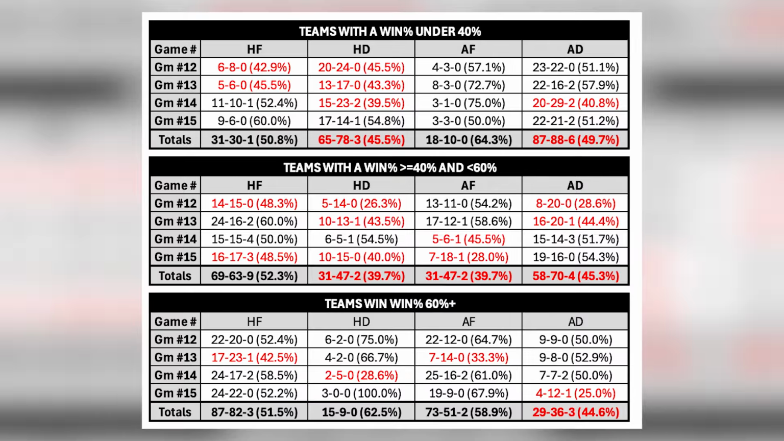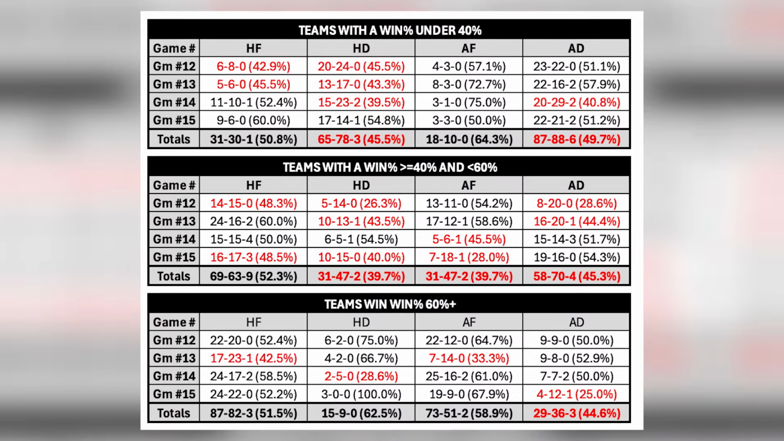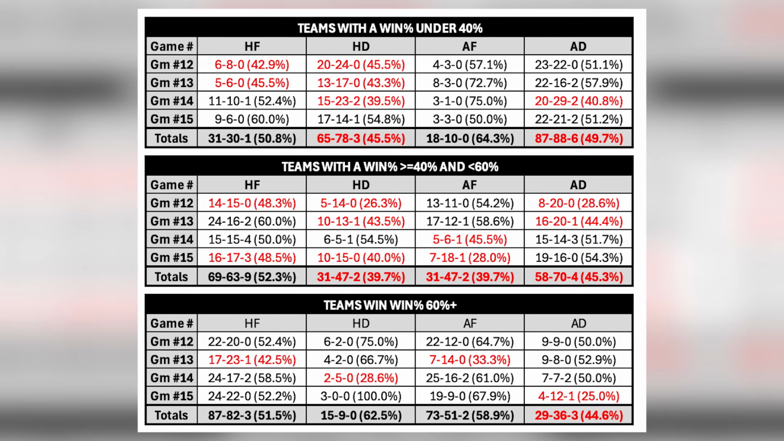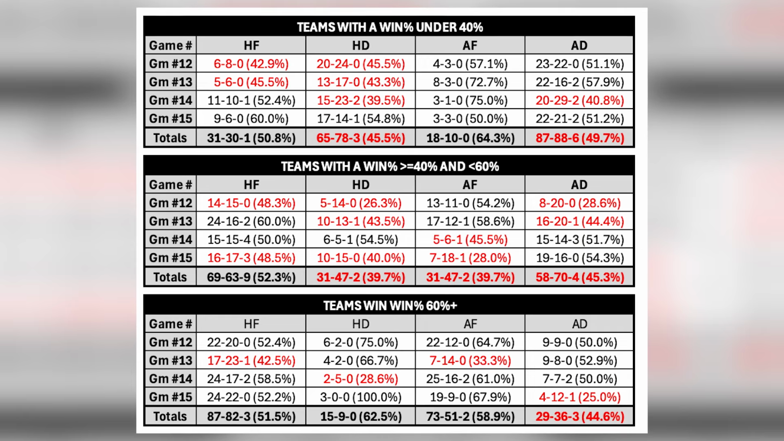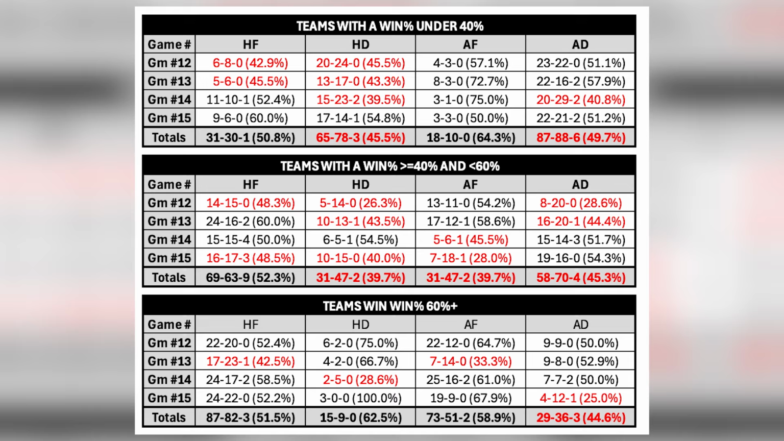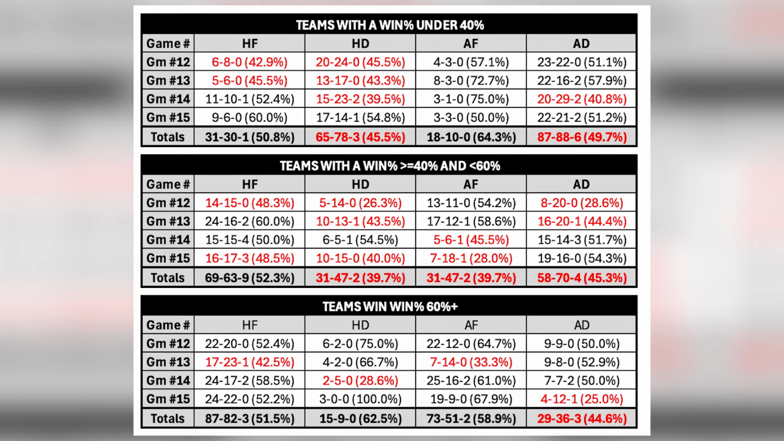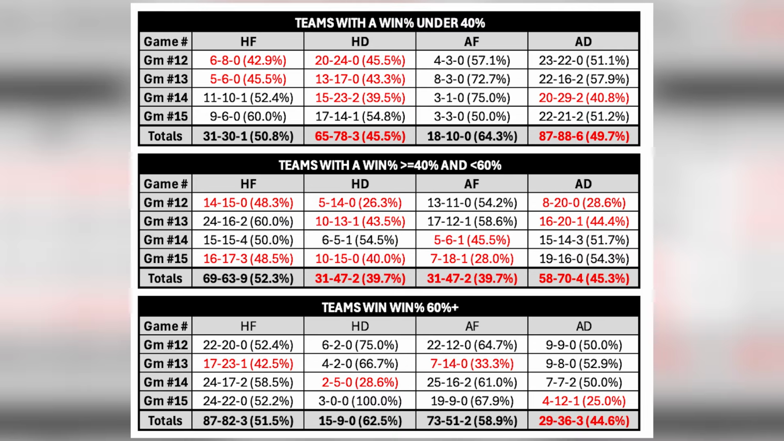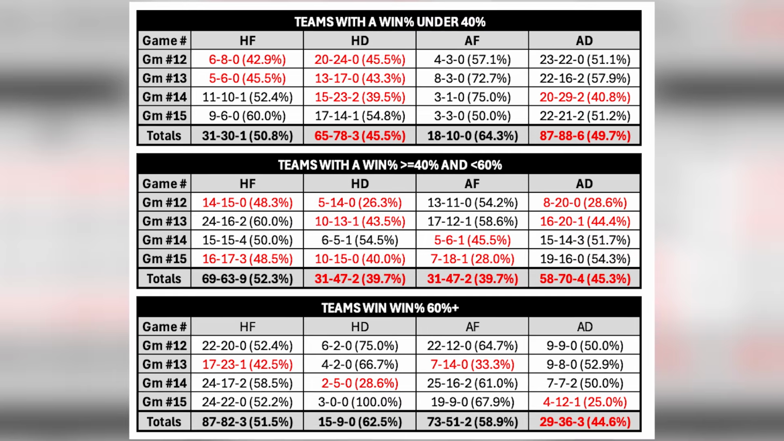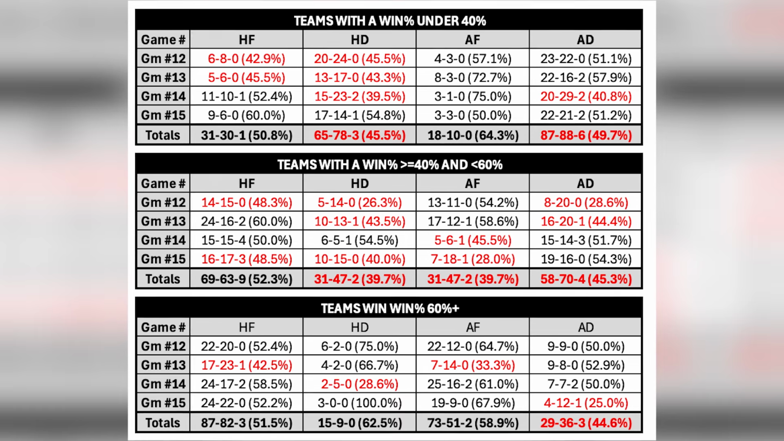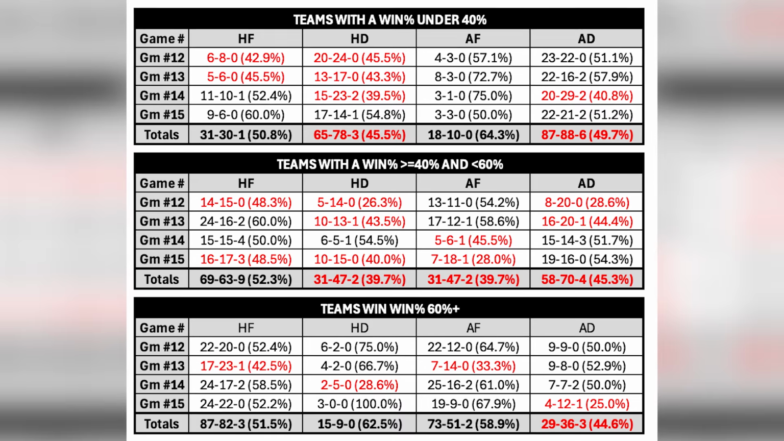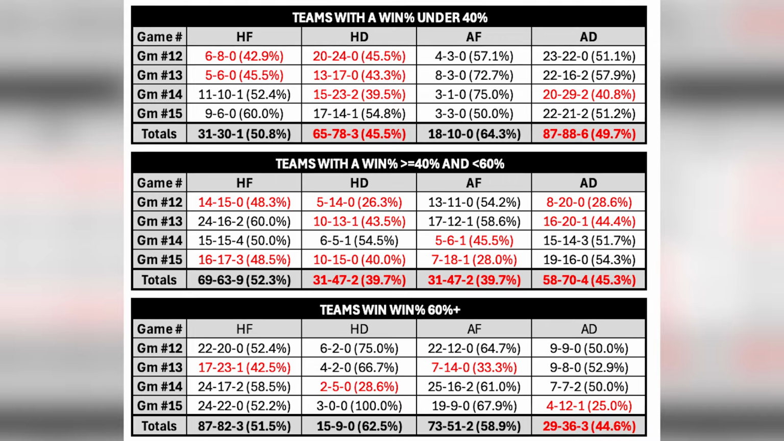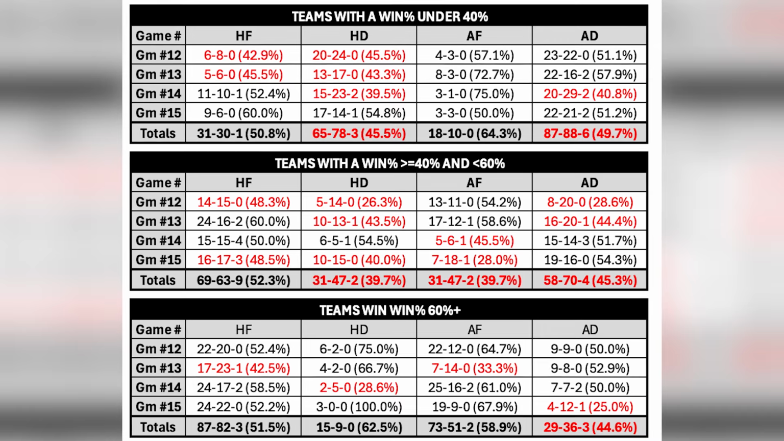In the middle, let's take a look at those teams from 40% to 60%. Take a look at those bottom totals, guys. 52% as a home favorite, under 40% as a home dog, under 40% as an away favorite, 45.3% as an away dog. So those teams in the mid-range, as a home favorite, they've been okay. But as a home dog, away favorite, and away dog, they have been fades.